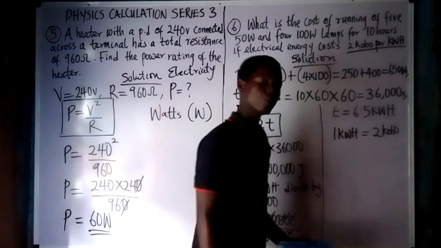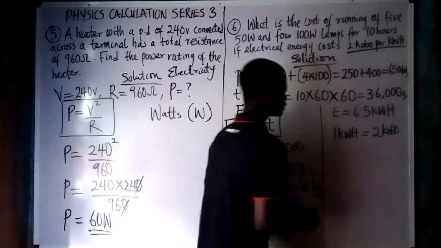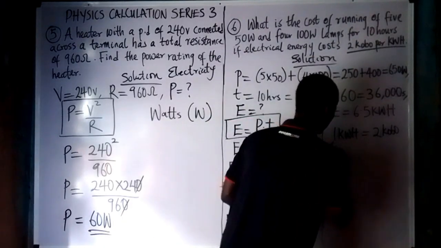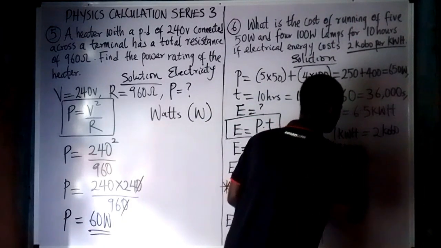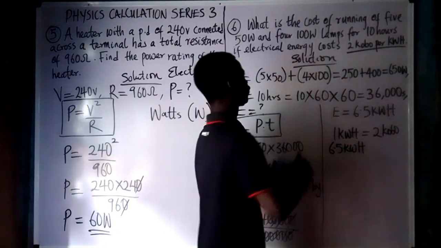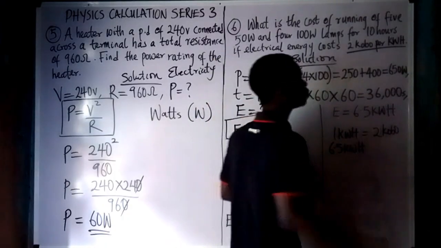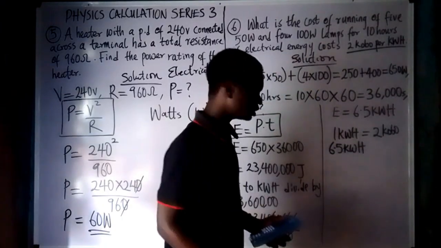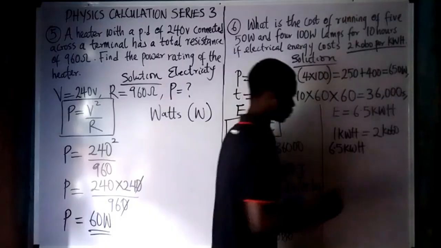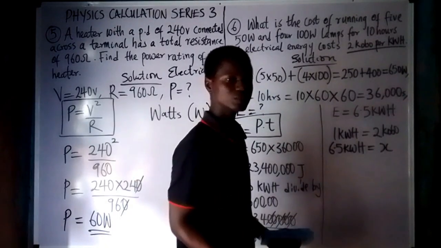So 1 kilowatt hour, which is the energy, costs what? 2 kobo. Now we have a total of 6.5 kilowatt hours. We have consumed, using this setup, 5 of 60 watt lamp and 4 of 100 watt lamp. We have ended up consuming a total of 6.5 kilowatt hours of energy. What is now the cost we are going to pay for all this? We will say X.